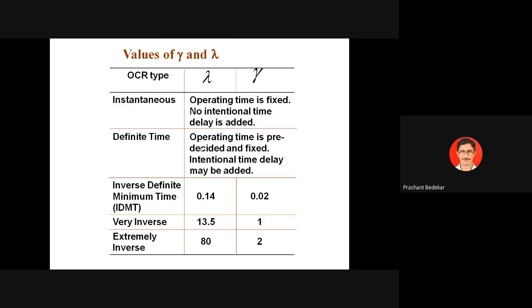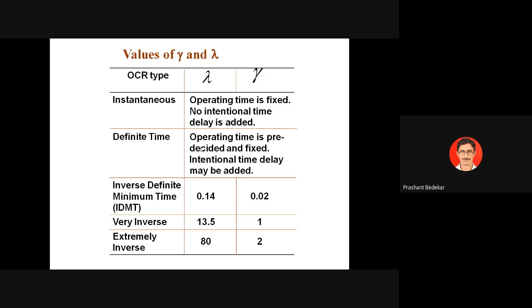These are the values of lambda and gamma. Instantaneous relay, operating time is fixed. What is an instantaneous relay? No intentional time delay is added. It doesn't mean that it operates actually instantaneously in zero time. No, it has a fixed operating time. The only thing is that we are not providing any intentional time delay to it. Definite time relay is similar to instantaneous relay, but the difference is that we have some predetermined fixed time. Intentional time delay is added.